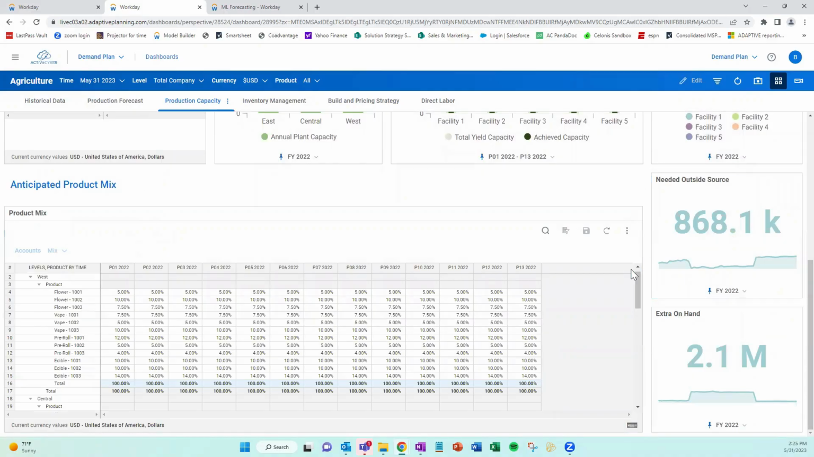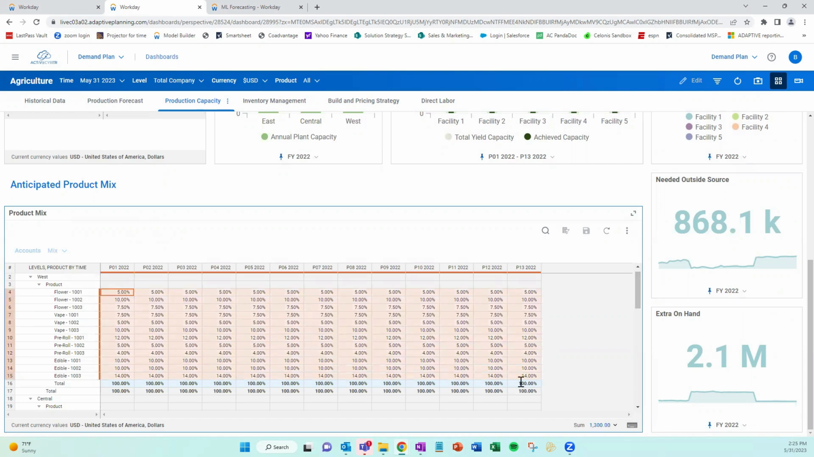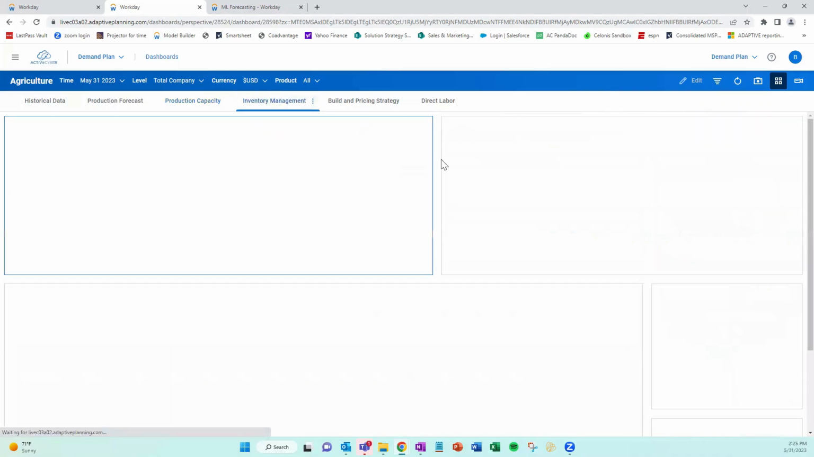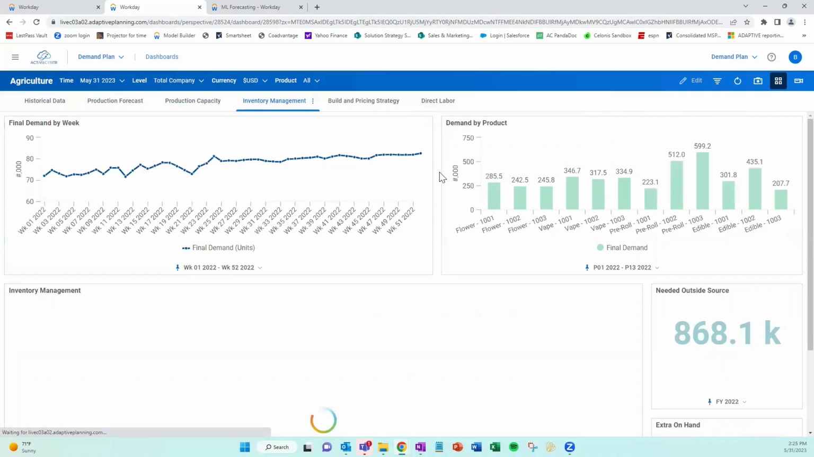Lastly, we have our product mix here. So maybe we know that for our future year, certain products, maybe our edibles, do better than our flower or our vape, and this product mix helps generate what we need to procure from an outside source, or what we have extra on hand. These two KPIs play into our inventory management tab that we're going to take a look at now.